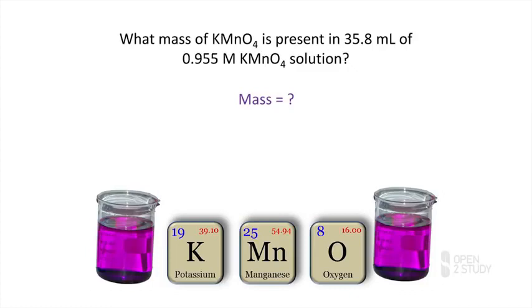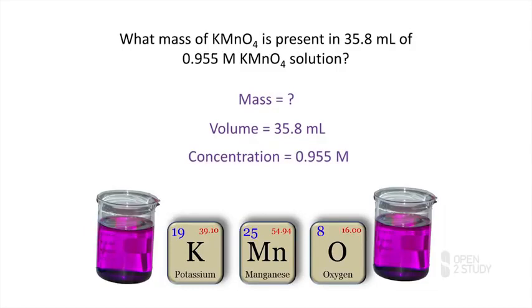Then go through the question. What other information do we have? It says, what mass of potassium permanganate is present in 35.8 mils? 35.8 mils? That's a volume. So jot it down. Keep reading through. Of 0.955 molar, now we have a concentration. Concentration is 0.955 molar. And we're at the end of the question. So this is all the information we've got.